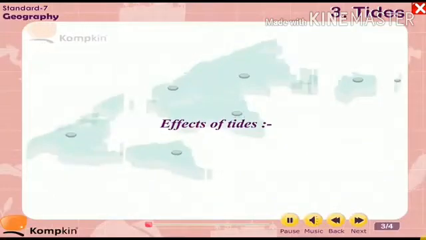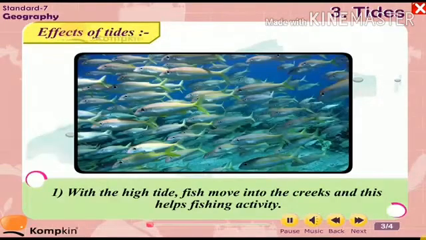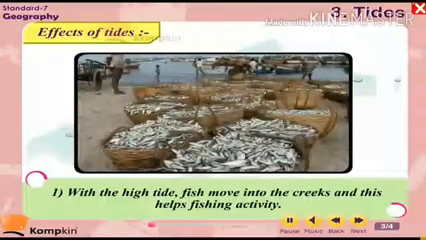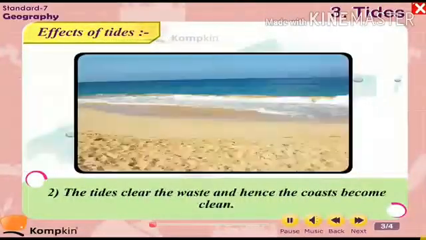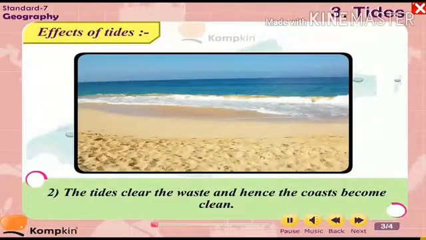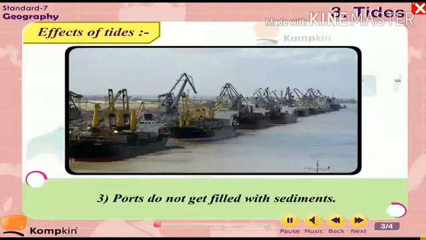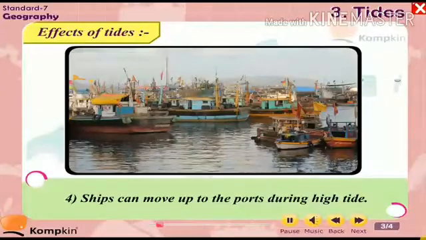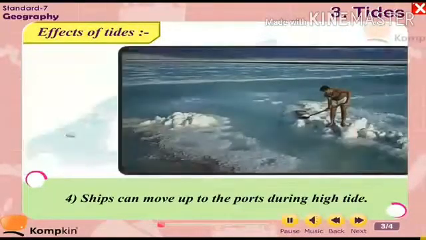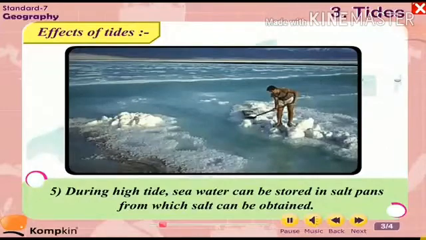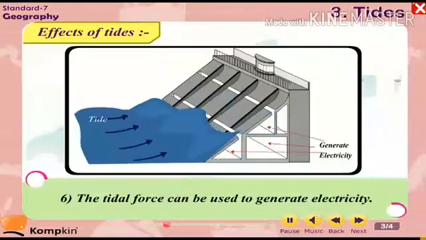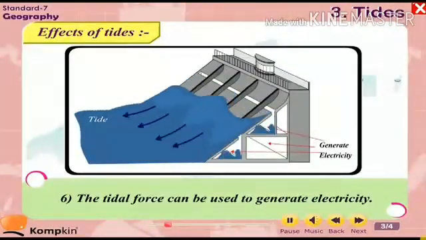Effects of tides. 1. With the high tide, fish move into the creeks and this helps fishing activity. 2. The tides clear the waste and hence the coasts become clean. 3. Ports do not get filled with sediments. 4. Ships can move up to the ports during high tide. 5. During high tide, seawater can be stored in salt pans from which salt can be obtained. 6. The tidal force can be used to generate electricity.